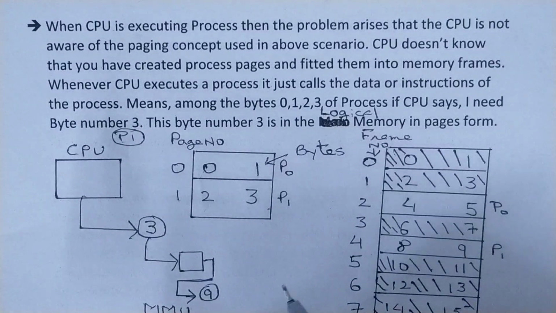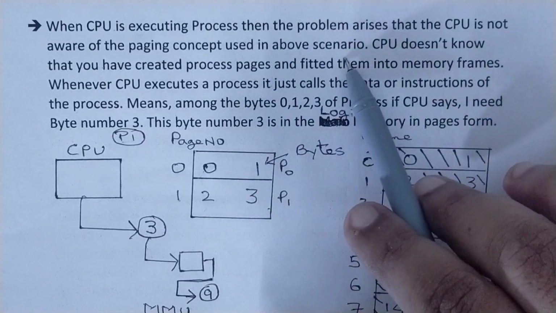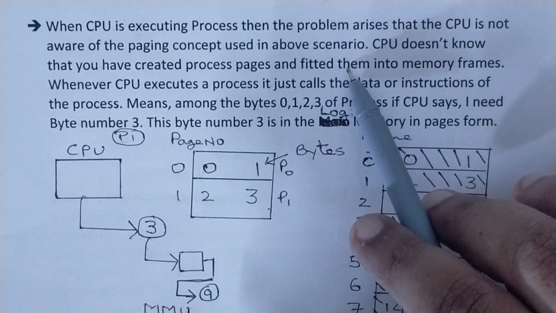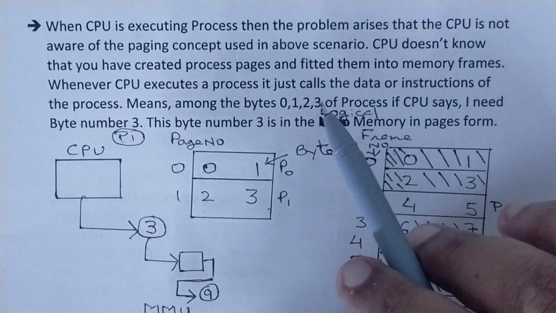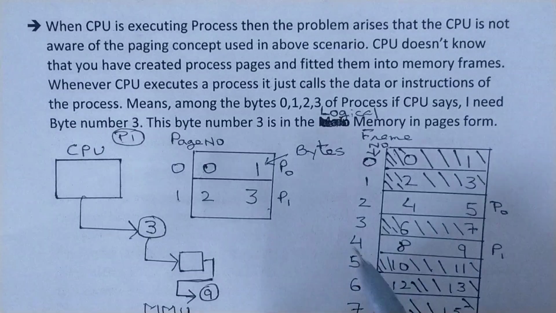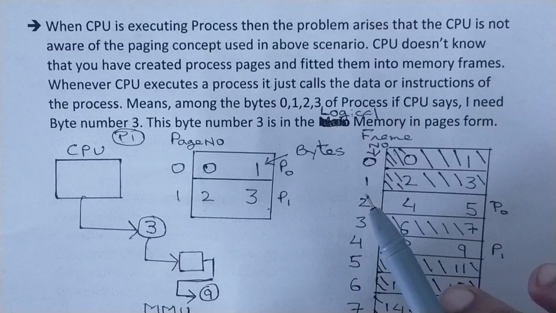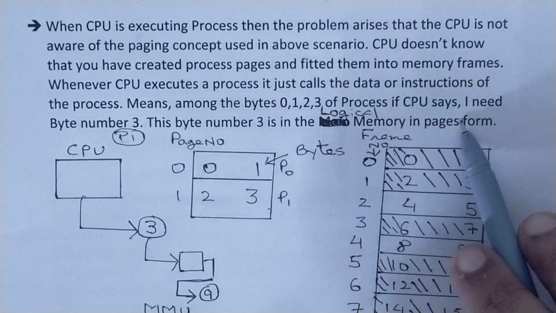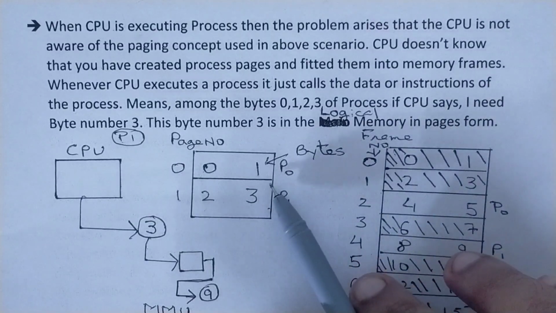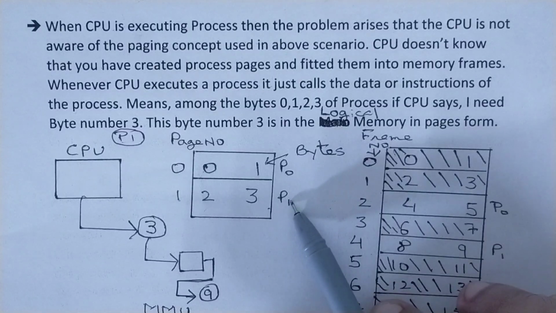When the CPU is executing the process, the problem arises that the CPU is not aware of the paging concept used. Actually the CPU does not know that you have created process pages and fit them into memory frames. Means among the bytes 0, 1, 2, 3 of the process, if the CPU says it needs byte number 3, this byte number 3 is in logical memory in page form. Thus we use a page table to map logical address 3 to physical address 9.